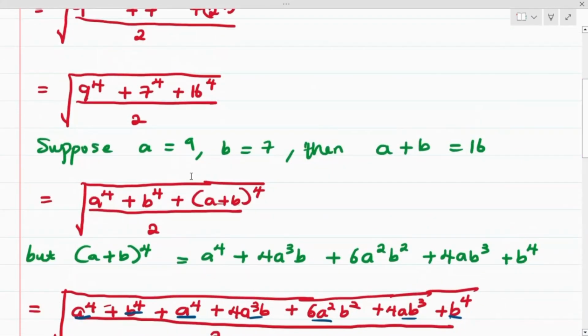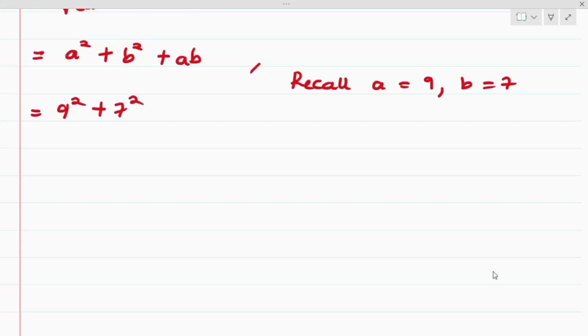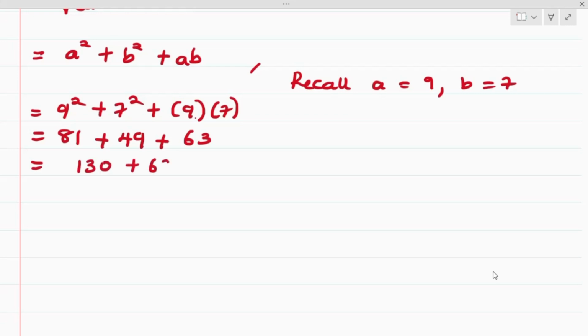So right here, I want to simply recall. At this part, we said that suppose A is equal to 9 and B is equal to 7. So recalling that, A is equal to 9 and B is equal to 7. So from here, we have 9 squared plus 7 squared plus 9 multiplied by 7. So this equals 9 squared is 81, plus 7 squared is 49, plus 9 multiplied by 7 is 63. And this equals 81 plus 49, which gives us 130, plus 63. And this equals 193. And this becomes the final answer.